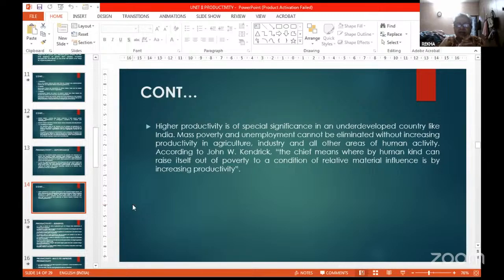Industry and all other areas of human activity. According to John W. Kendrick, the chief means whereby humankind can raise itself out of poverty to a condition of relative material affluence is by increasing productivity. So it is not only the productivity of our industrial operations that we are talking about here, but also of agricultural produce, because that is the basic requirement of human beings, and human beings are the ones who are going to improve the productivity of any industrial unit.